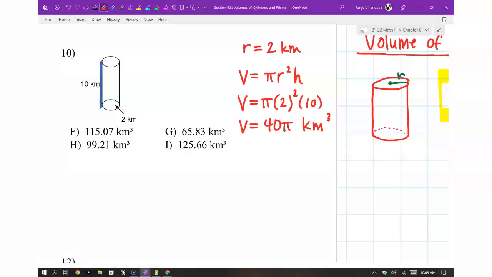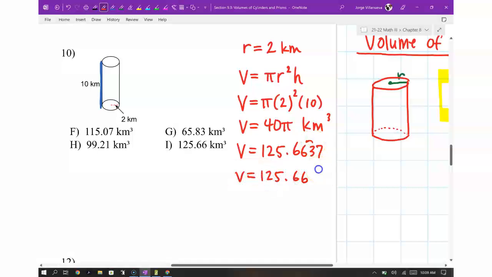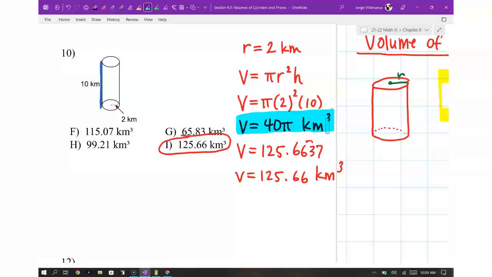But if they tell you to just find the answer, I'm going to do that right now. So 40 times 3.141592653 comes out to 125.6637. And they're probably going to want you to round it to the nearest hundredths. So that means this 3 will not change the 6. So it's 125.66 kilometers cubed. If they want it in terms of pi, then that's your answer, 40 pi. But if they want it as a decimal answer, then you multiply by pi, and that's going to give you 125.66, etc., right?